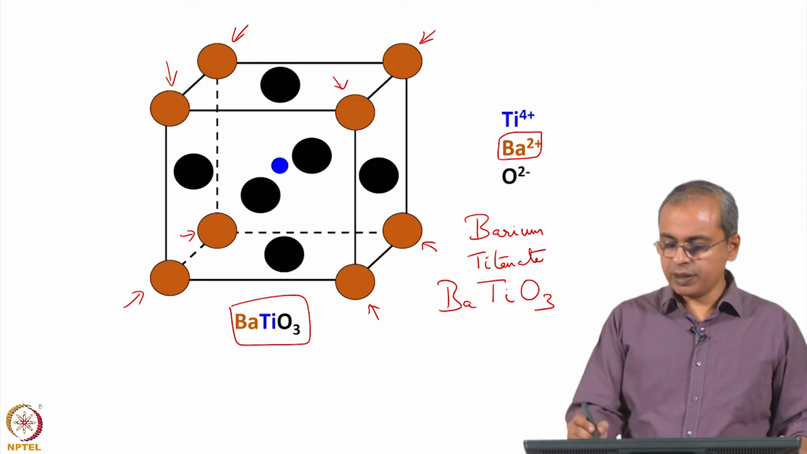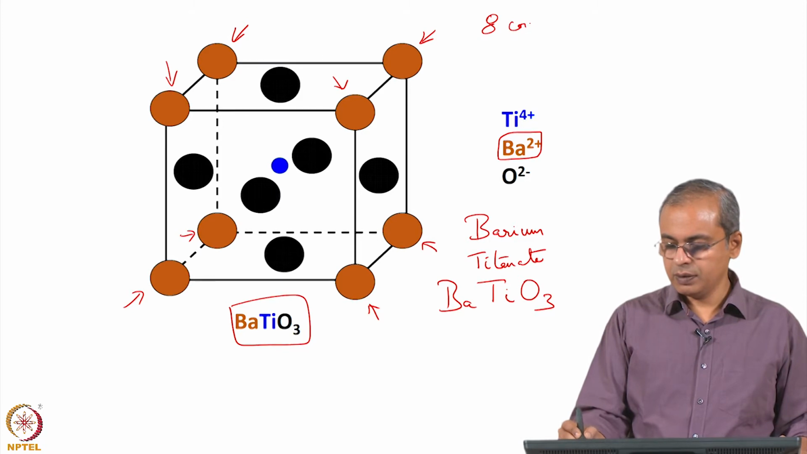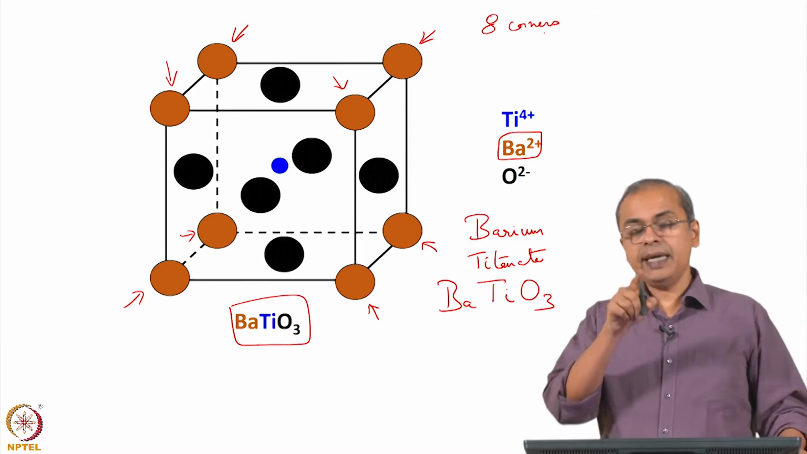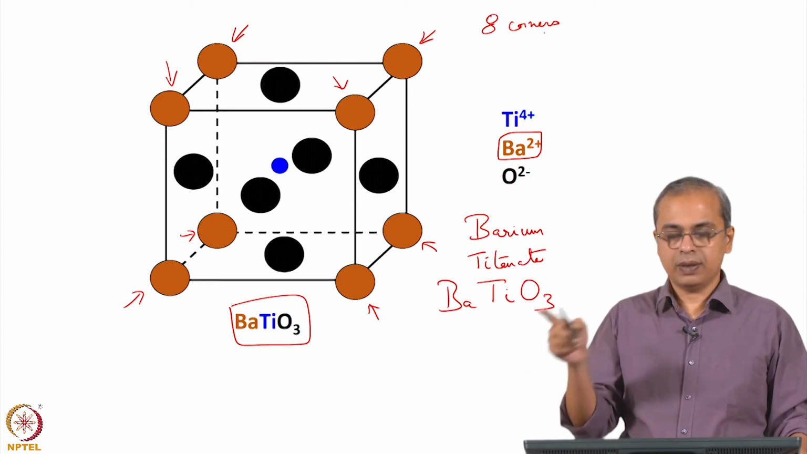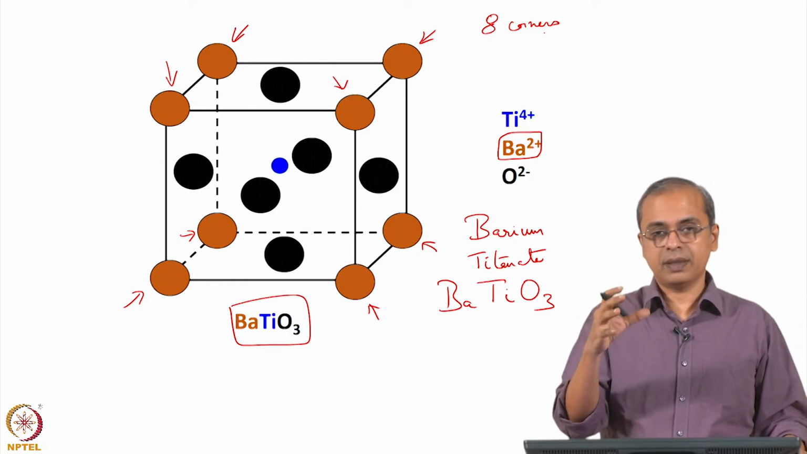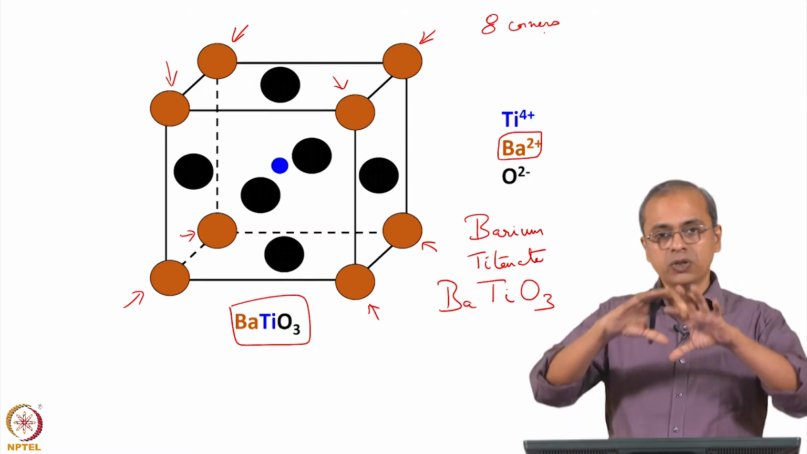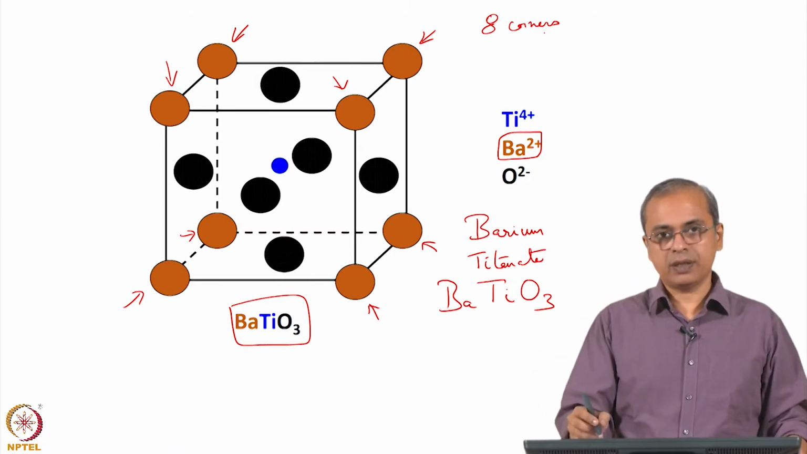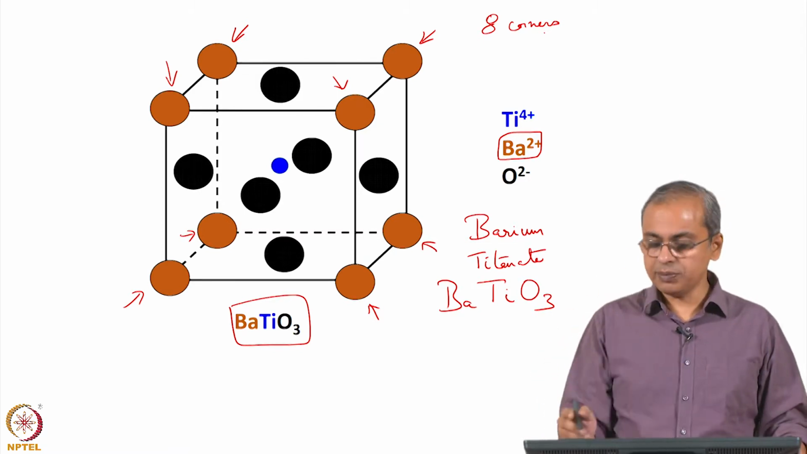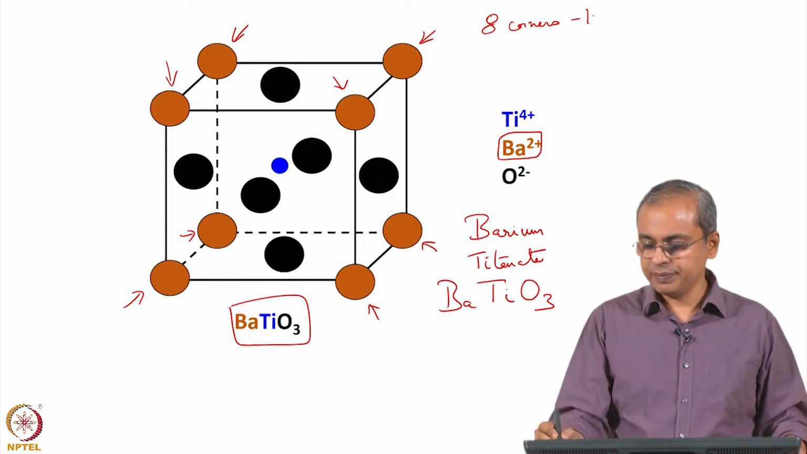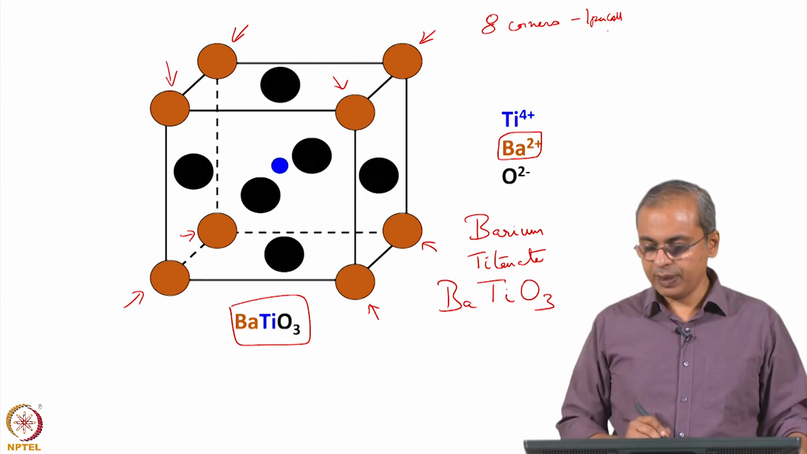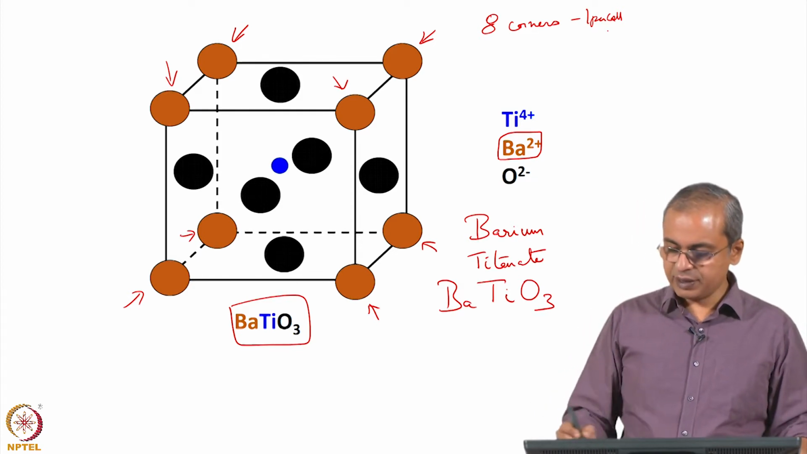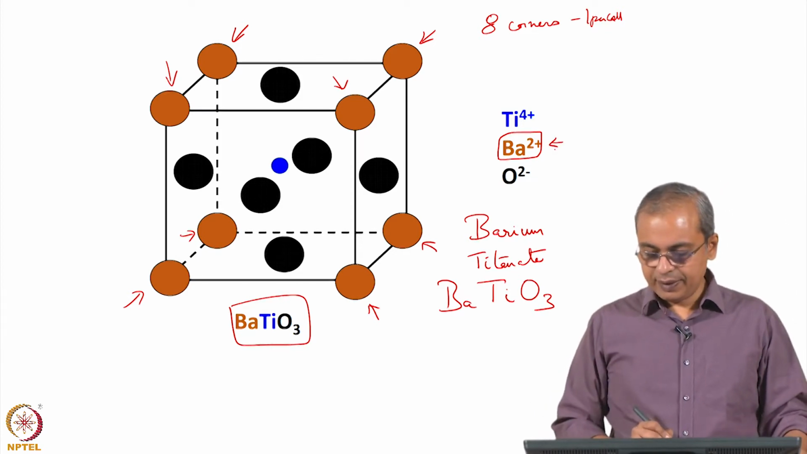So, there are 8 corners, and each of these corners is shared by 7 other unit cells. So, totally 8 unit cells share each corner. If you arrange the cubes, that is how it will come. Therefore, per cell you have only 1 atom, and that is why you get Ba.